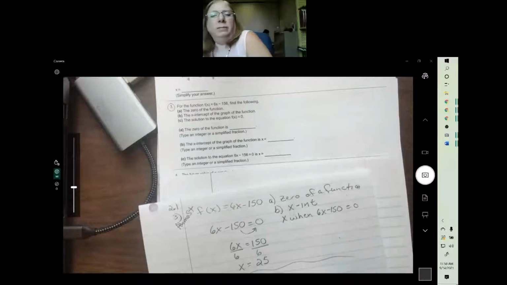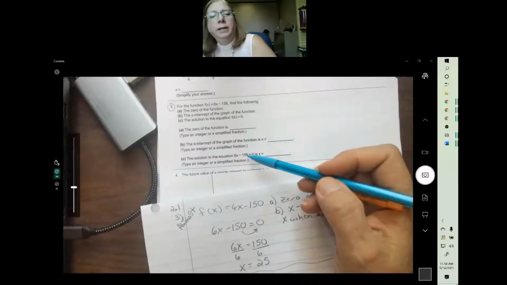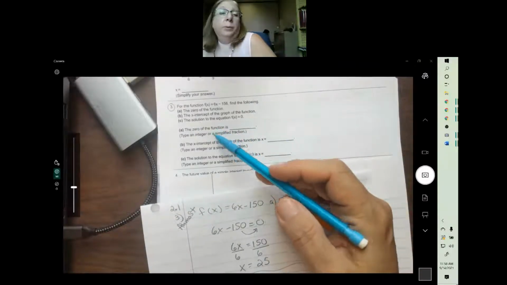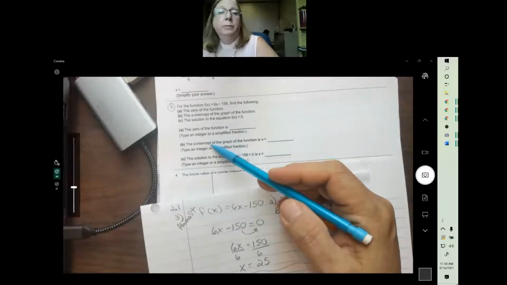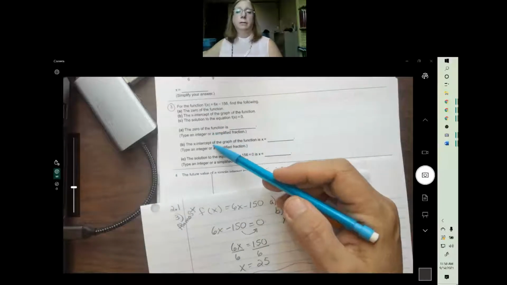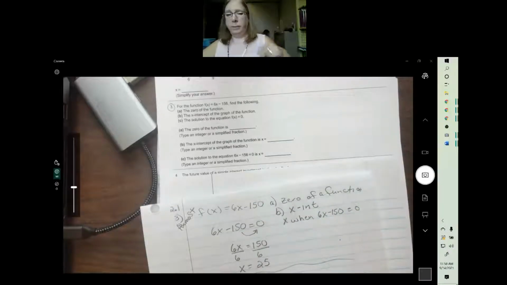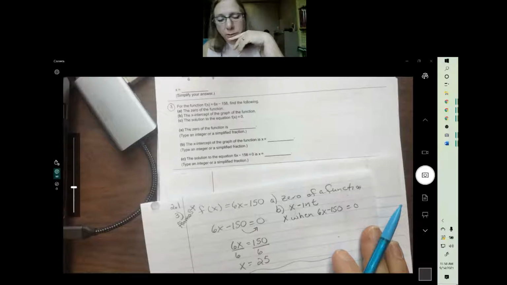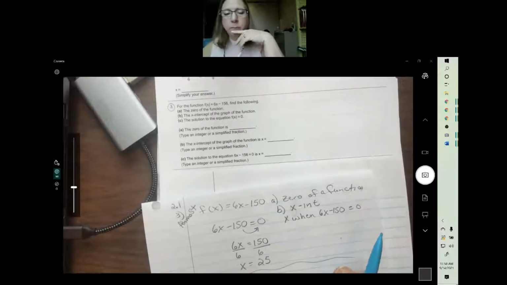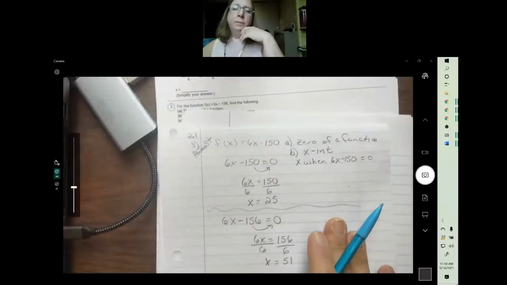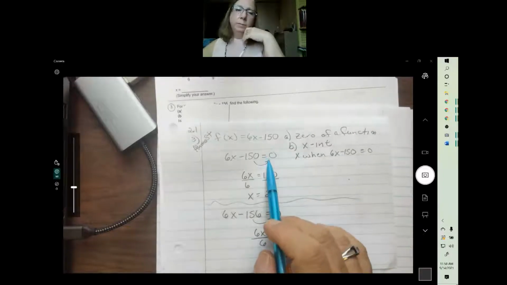So I wouldn't ask this one, but I would ask one of these or both on maybe two different problems. But you need to be able to find they're the exact same thing. Any questions on them? You just set your function equal to 0 and solve.